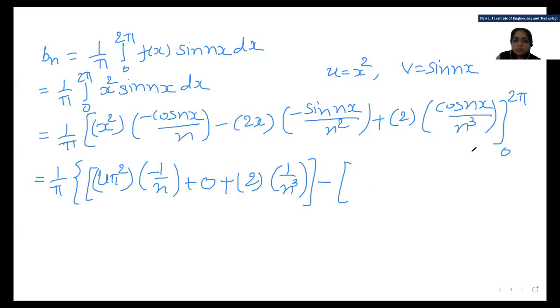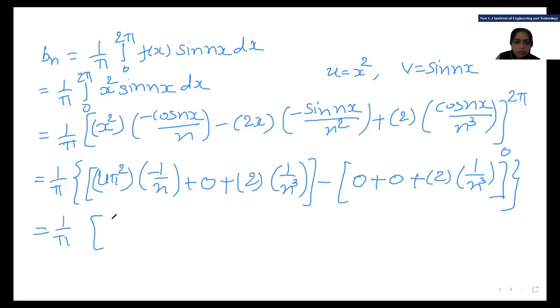Now for the lower limit, if I put 0 here, so 0 into cos 0. Cos 0 is 1, but 0 into 1 is 0. So my first term will be 0 after putting the lower limit. Plus 0 into sine 0, 0 into 0, so the second term is also 0, plus 2, here cos 0 is 1, so 1 upon n cube, right? Now, these are the values of the upper limit, and these are the values of the lower limit, so 1 by pi, here minus 4 pi square upon n plus 2 upon n cube minus 2 upon n cube.